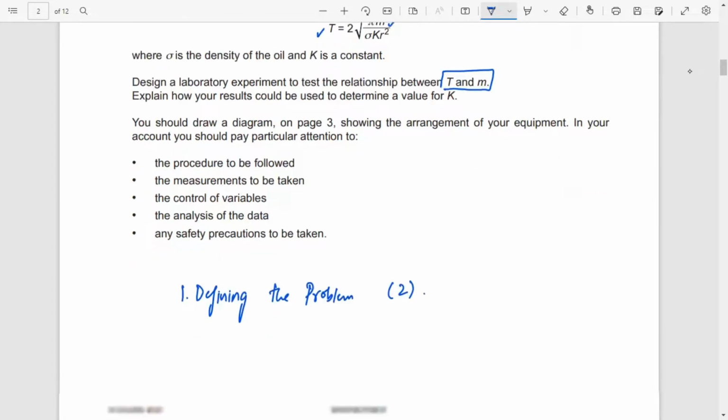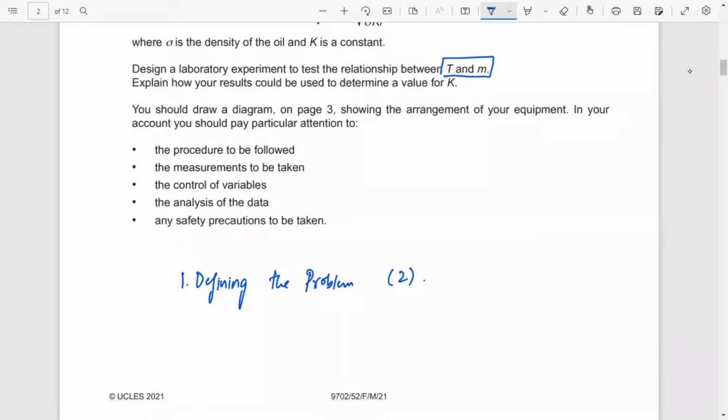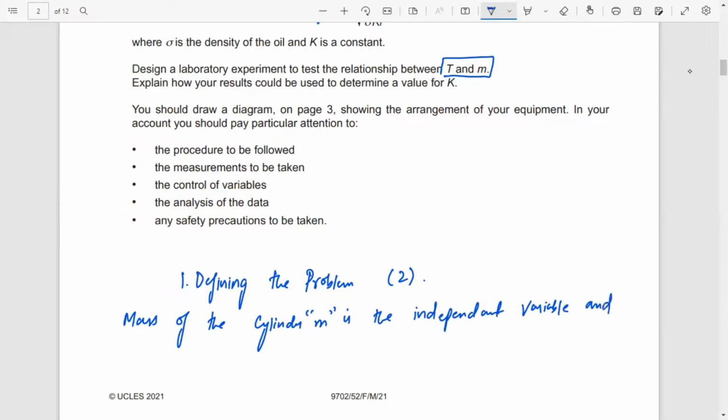सबसे पहले आपने ये बताना है defining the problem में that mass of the cylinder M is the independent variable and period T, the period T that we have is the dependent variable. This statement will score you 1 mark out of 15. So stating what is the dependent variable, what is the independent variable will score you 1 mark out of 15.